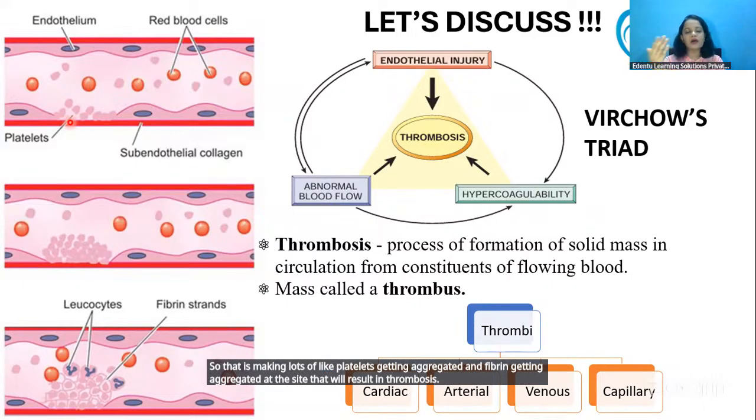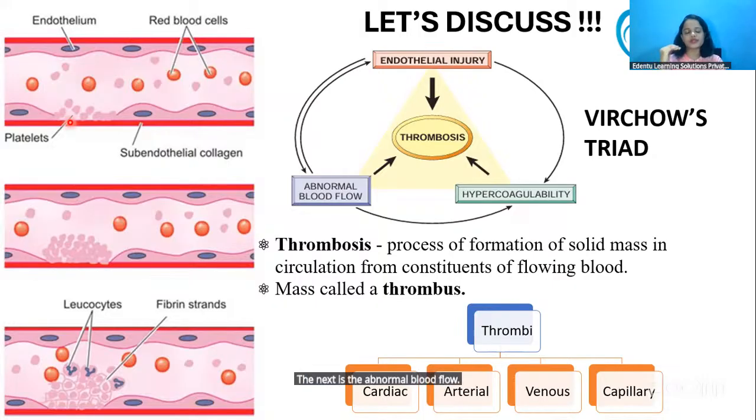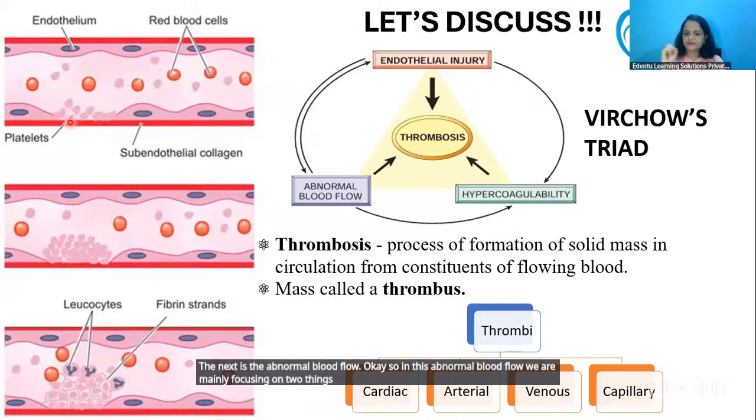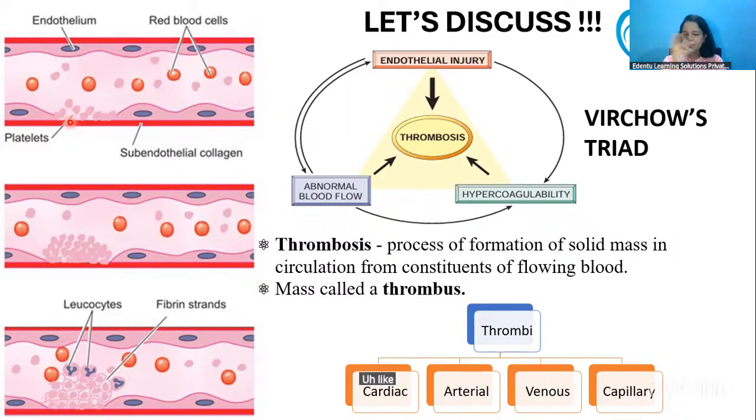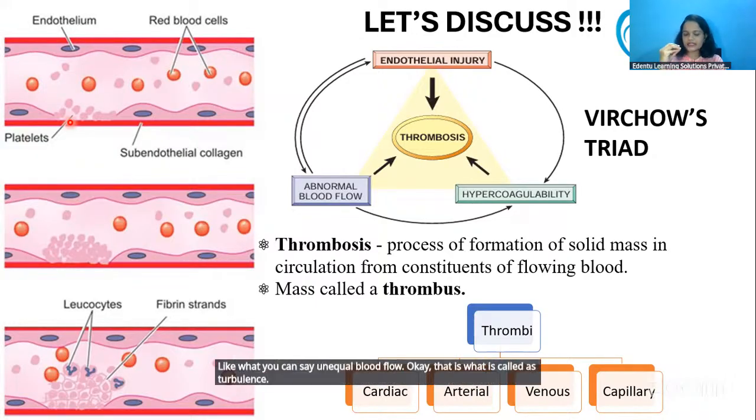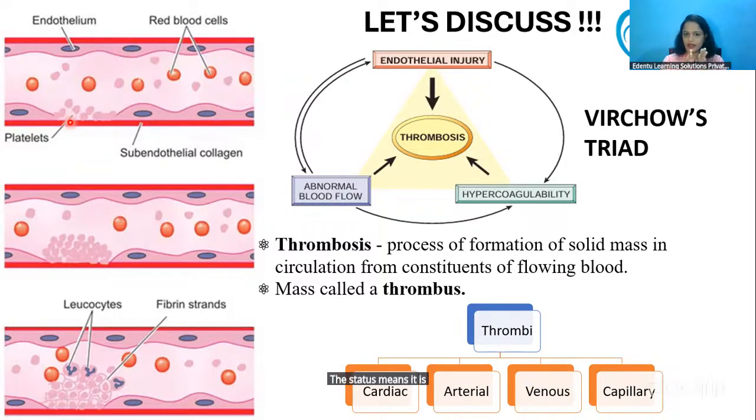The next is the abnormal blood flow. In this abnormal blood flow, we are mainly focusing on two things. One is turbulence of the blood flow, and another one is the stasis of blood flow. Turbulence means unequal blood flow, that is what is called turbulence. And the stasis means it is the slowing down of the blood flow.